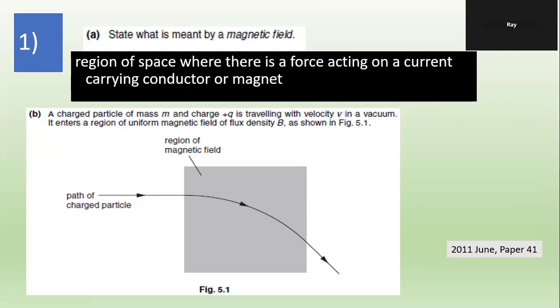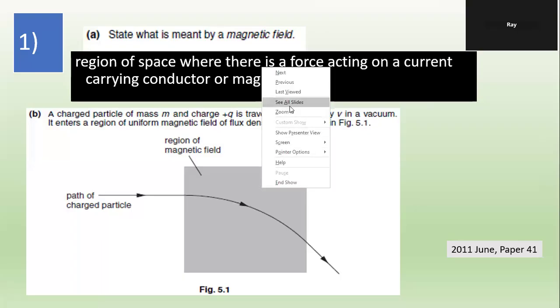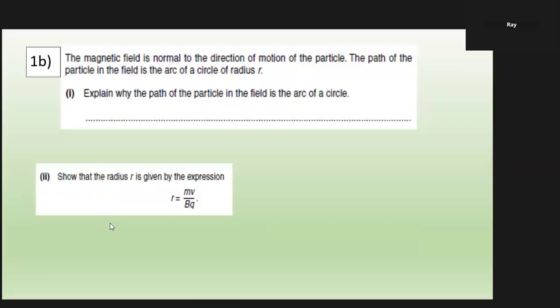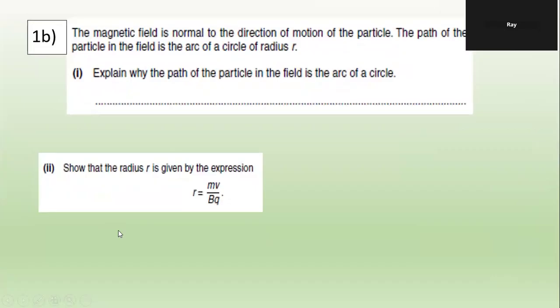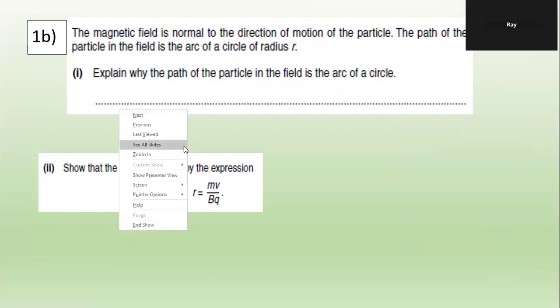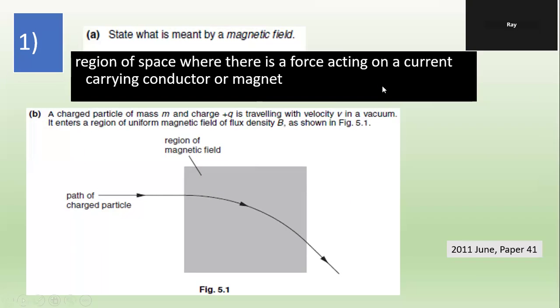A charged particle of mass m and charge q traveling with velocity v in vacuum enters a region of uniform magnetic field of flux density B, as shown in figure 5.1. The magnetic field is normal to the motion of the charged particle. The path of the particle in the field is an arc of a circle of radius r. Just in case you have forgotten, that's how it looks like.